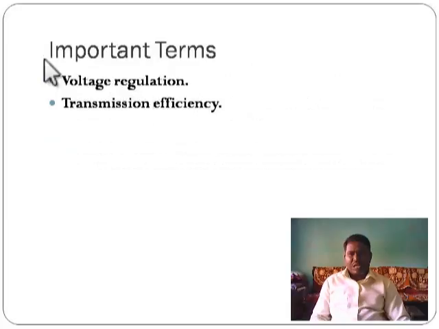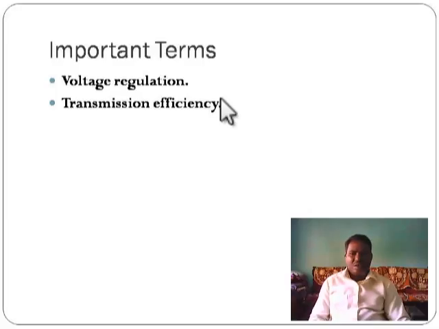Yes. The important terms available in the modeling and performance of the transmission lines are essential for the entire topic. Number one is voltage regulation, that is, how much voltage is regulated in the transmission lines. Next one is transmission efficiency. These two things are my problem definition.